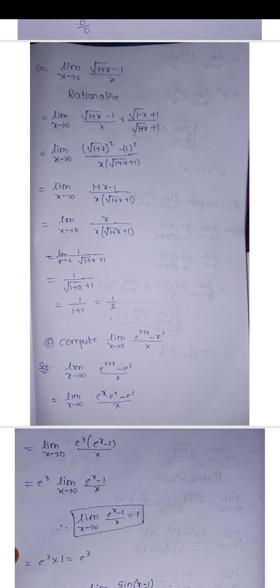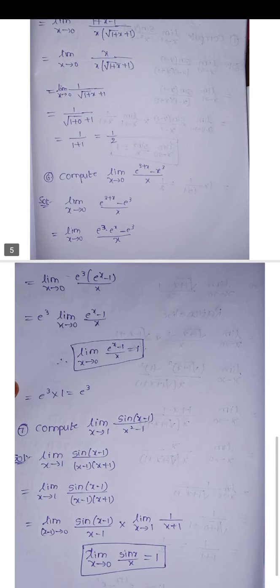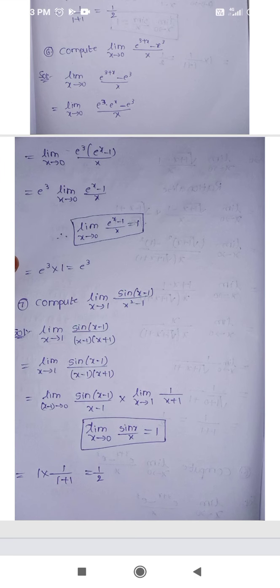is 1 by 2. We can also do this problem by using L'Hospital rule, because we will get 0 by 0 form, so we can also do this problem by using L'Hospital rule, but here I did it by using rationalization. Next we will go to the next problem.